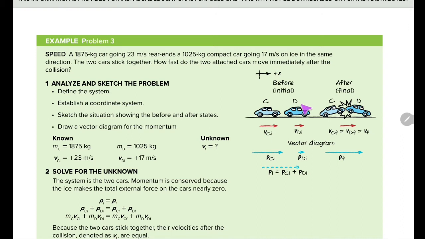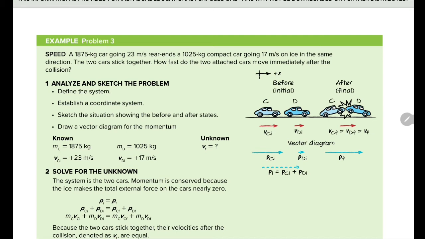So here we have two cars, car C and car D. This is before the collision, and this is the situation after the collision. Before the collision, we had V initial for car C and V initial for car D. But after the collision, car C and car D move with the same velocity.